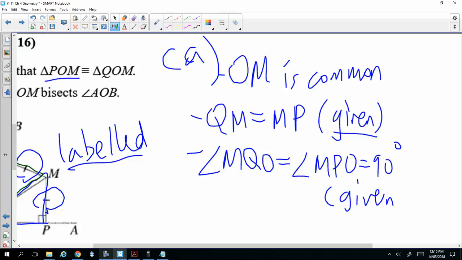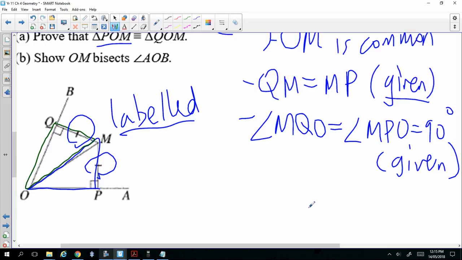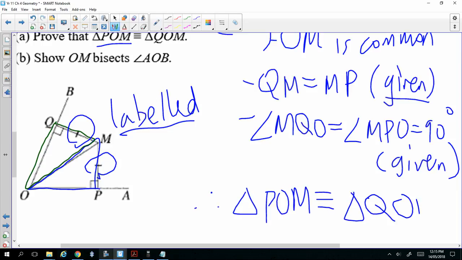So you've got 3 things, and then think about which test you're going to say. So you say, right, conclusion, therefore triangle POM is congruent to triangle QOM. You have to give a congruent test. Think about which congruent test will be suitable.